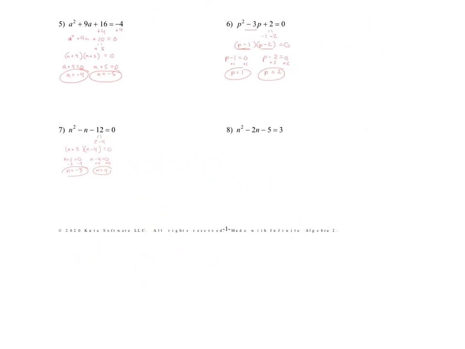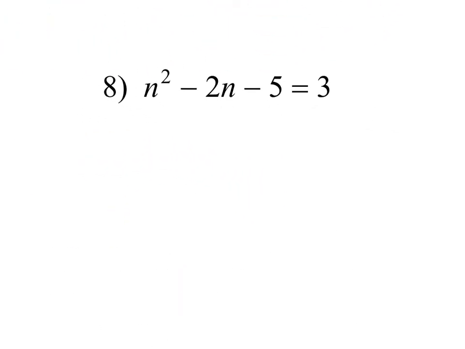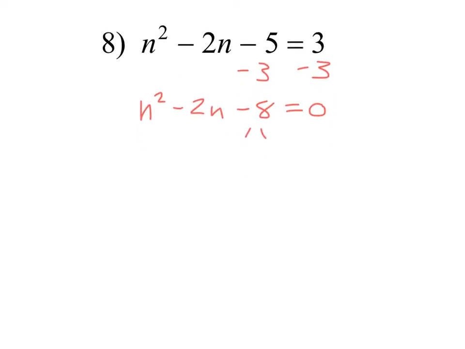All right, last one on this page, number 8. Brian, what do we do first? Subtract 3 on both sides. So what are our two factors of -8 going to be? What do we do with those?